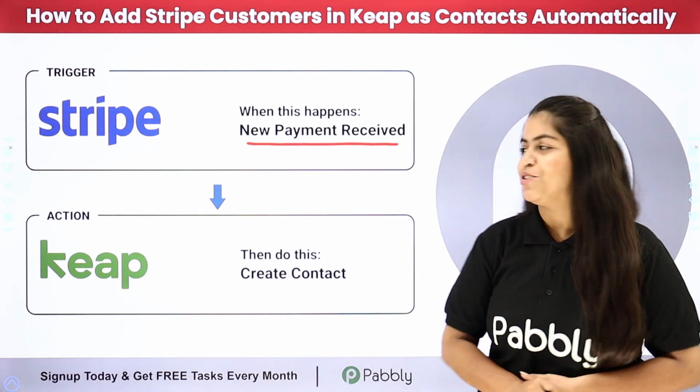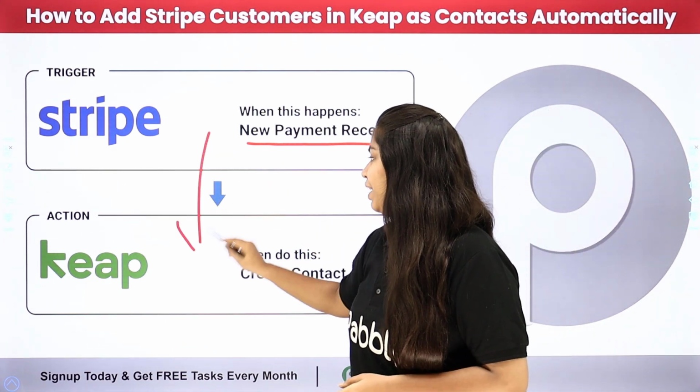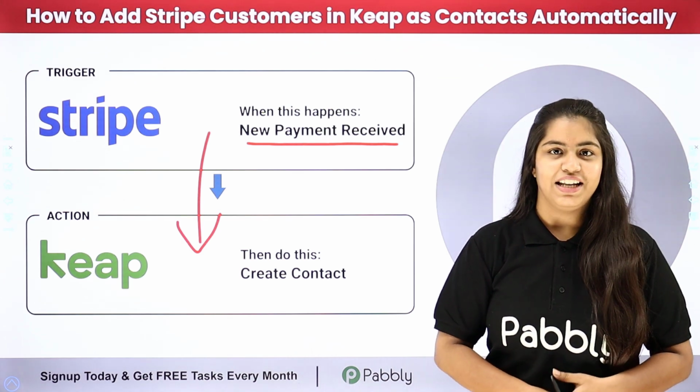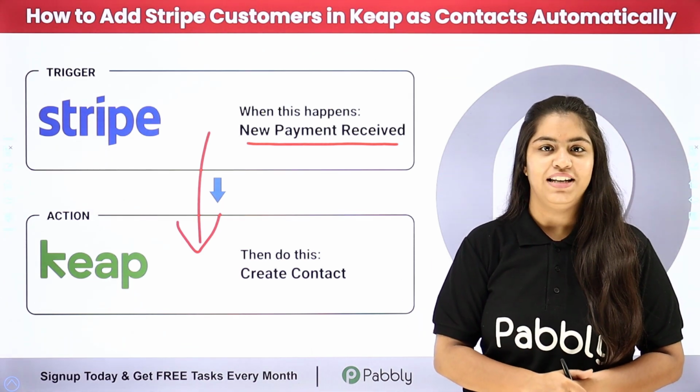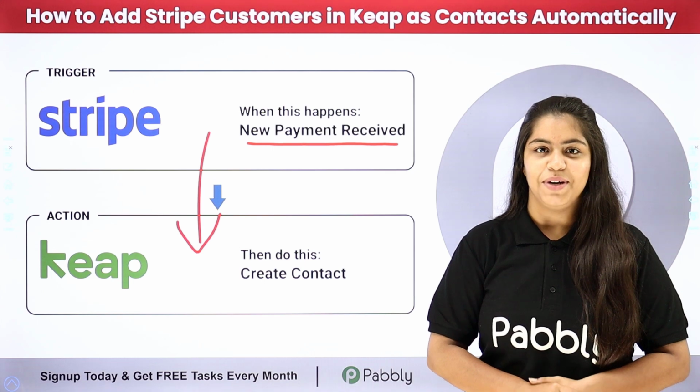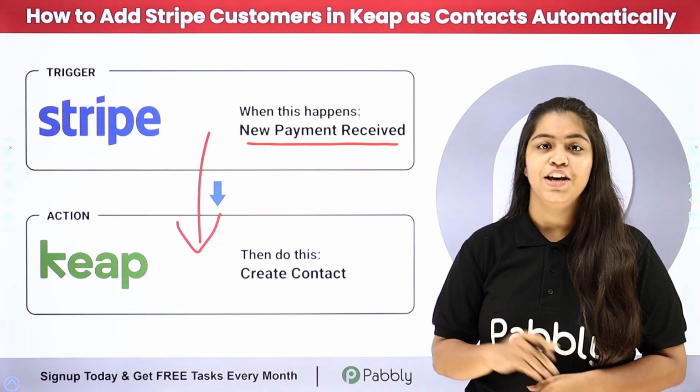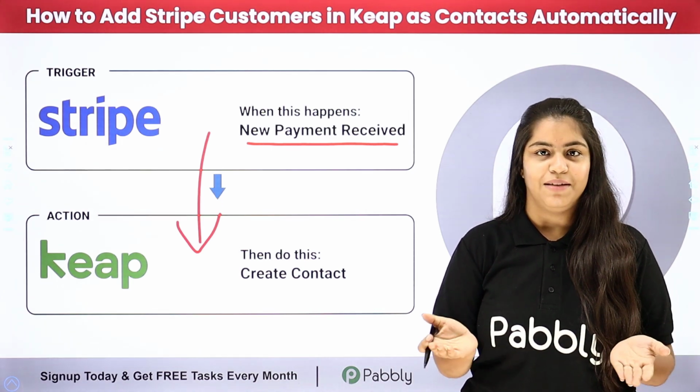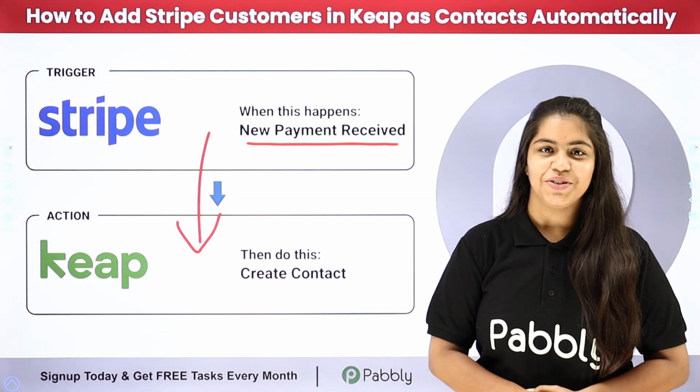To do this, I'm going to create a connection between my Stripe and my Keap account. We are going to create this connection without knowing any programming or coding language with the help of an amazing automation software which is Pabbly Connect. So do you also wish to learn this process step by step? Then let me take you to my computer screen.